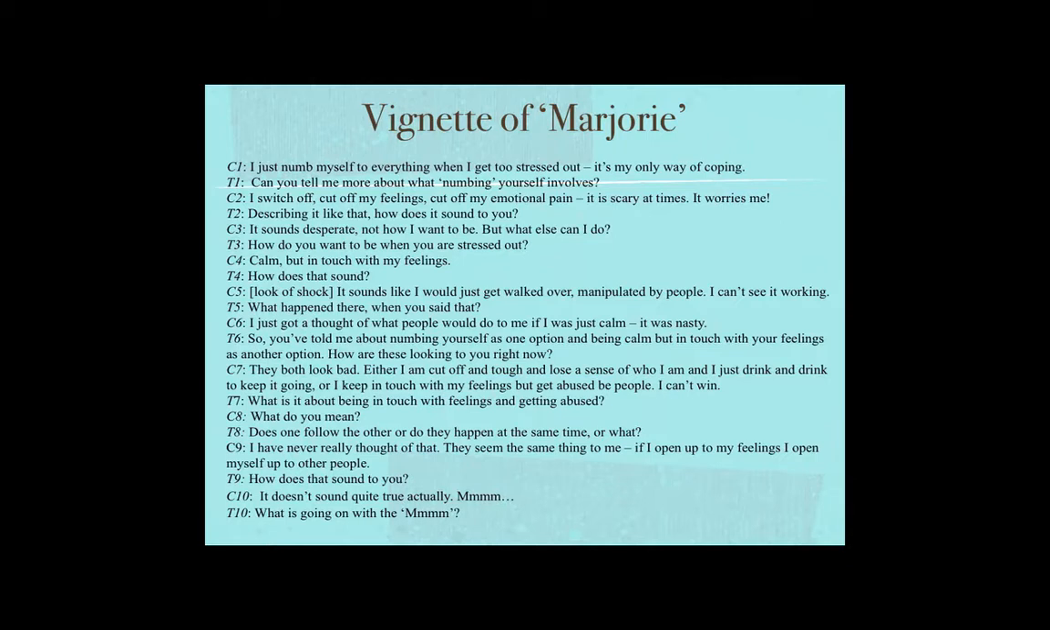So the therapist is comparing those two options. They both look bad. Either I'm cut off and tough and lose a sense of who I am, and I just drink and keep it going, or I do keep in touch with my feelings, but I get abused by other people. I can't win. What is it about being in touch with feelings and getting abused? What's that link? What do you mean? Does one follow the other, or do they happen at the same time, or what? I've never really thought of that. They seem the same thing to me. If I open up to my feelings, I open myself up to other people. And how does that sound to you? It sounds quite true, actually.